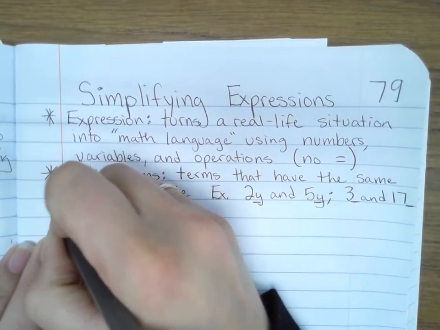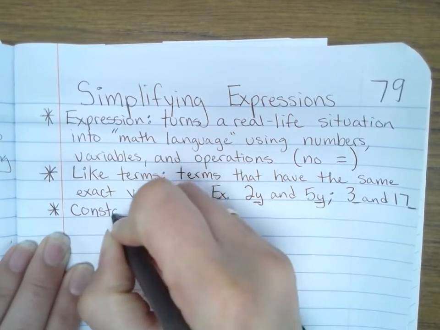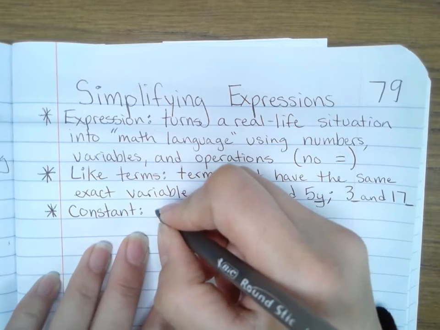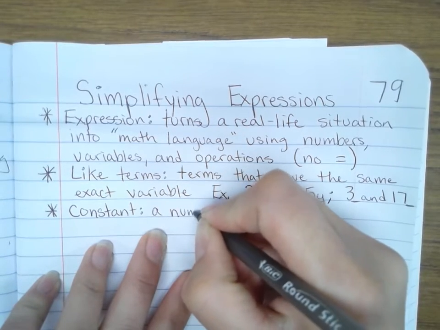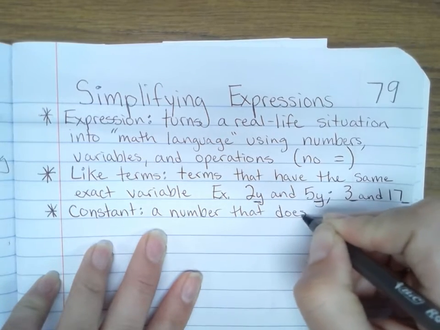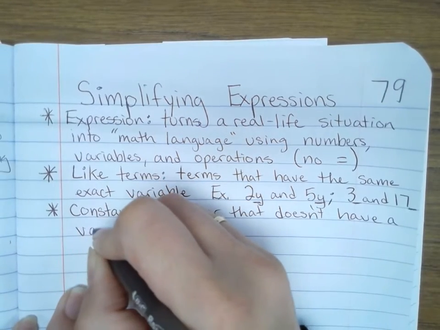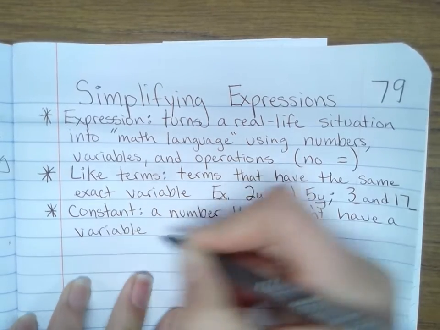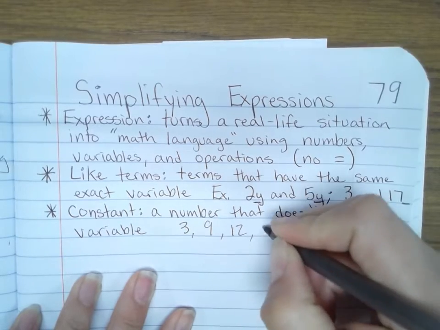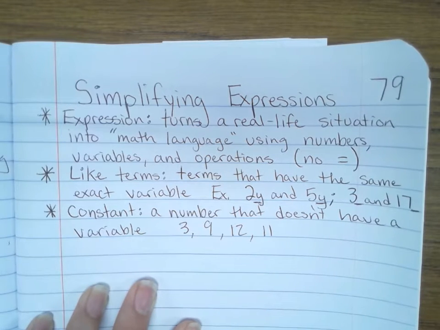Another one I want you to write is a constant. We talked about this in class the other day. But a constant is just a number that doesn't have a variable. So 3, 9, 12, 11, whatever. Those are all examples. They don't have any variables on them.